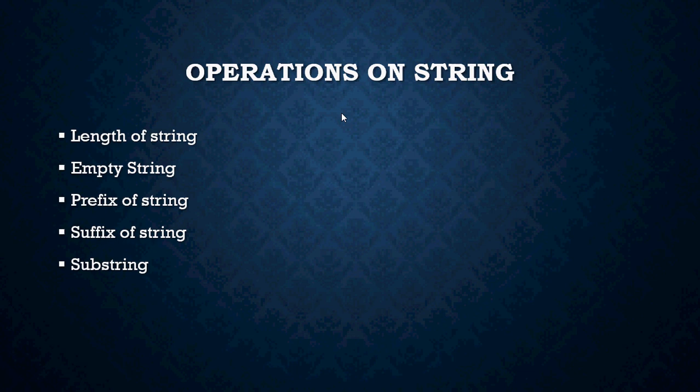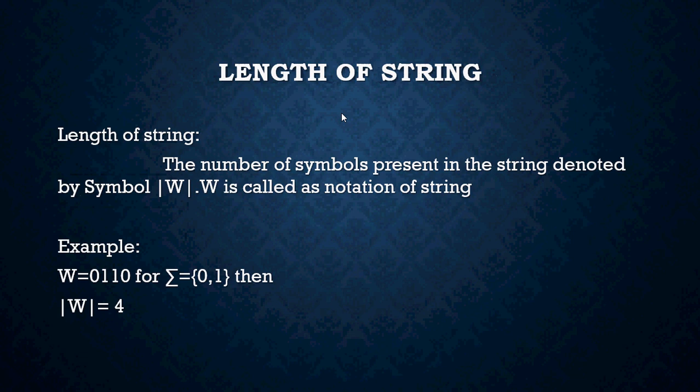So length of string. What is meant by length of string? The number of symbols inside a string is called the length of the string. It is flanked by two vertical bars. Let us imagine that W is a string. W is symbolically the notation for a string here. When we flank it by two vertical bars, that is the length of the string. In this case, W has 0, 1, and 0, and altogether there are 4 symbols here. So when I find the length of the string, it is equal to 4. The number of symbols present inside the string is called the length of the string.